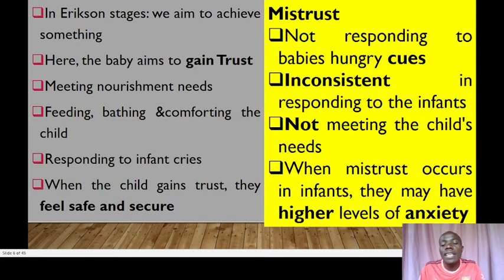And when they gain trust, they feel safe and secure, and thus are able to move to the next stage of development. If that is not done, then they'll be stuck in mistrust because we are not responding to their hungry cries. We are inconsistent in responding to the infant. Sometimes we respond, sometimes we don't, and we don't do it promptly. We are not meeting the child's needs. So when this happens, the child is going to gain mistrust and be stuck in this stage. As a result, they're going to develop higher levels of anxiety.